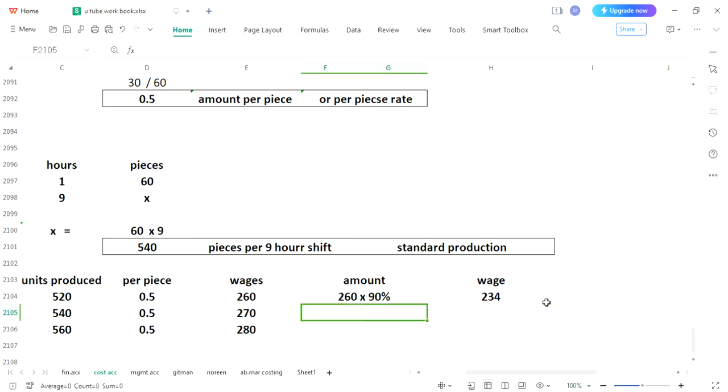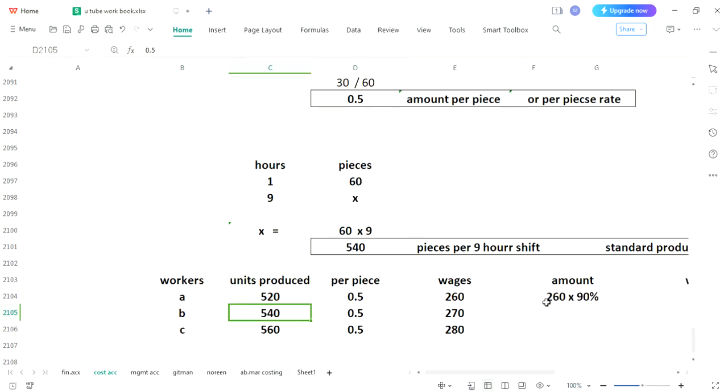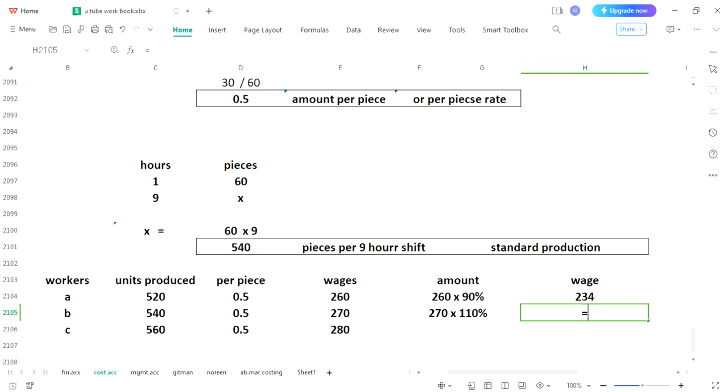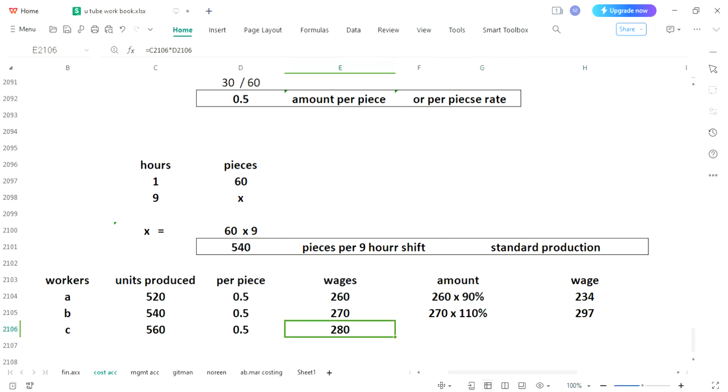Now we will see worker B. He has produced 540 units and 540 was the standard. Yes, he has achieved the standard. So instead of 90%, he would be paid 10% extra. His wage was 270, but he would not be paid 270; rather, an extra amount would be paid. It means 110%. 270 was the original wage, multiplied by 110 divided by 100. So this way he will receive 297 instead of 270.